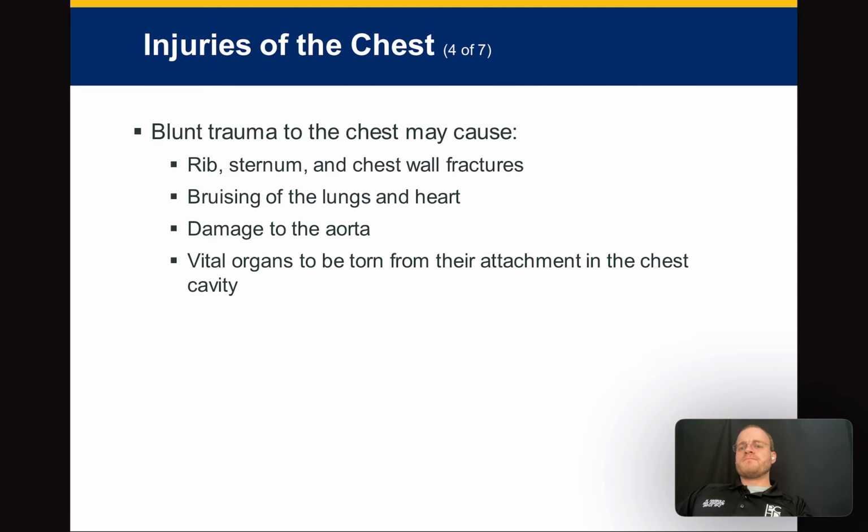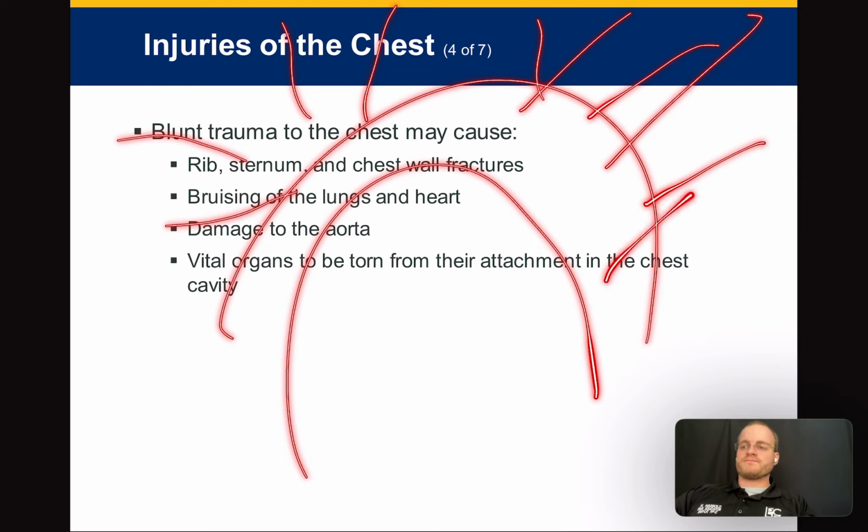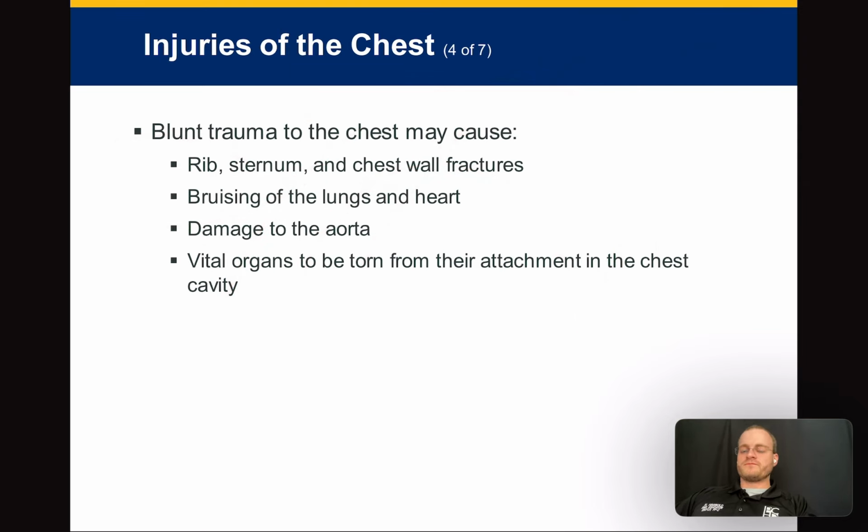And so blunt trauma to the chest may cause, so remember ribs, this little breastbone area is called the sternum. That's the medical word for the breastbone. There's a little piece down here called the xiphoid process at the very bottom of the breastbone that breaks off, fairly common in CPR. Bruising of the lungs and heart, damage to the aorta. Remember, the aorta is this huge vessel that comes out of the left ventricle with all these branches. And so when you break this, it's game over. You're dead. Nothing you can do about that. We'll talk about that. But vital organs can be torn from their attachment in the chest cavity, right?